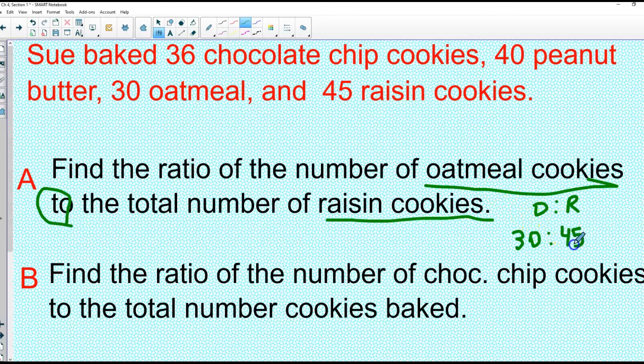And again, some questions may ask you to reduce that. I'm not asking you to do that here, but you may be asked to reduce this and find a number that would go into them.